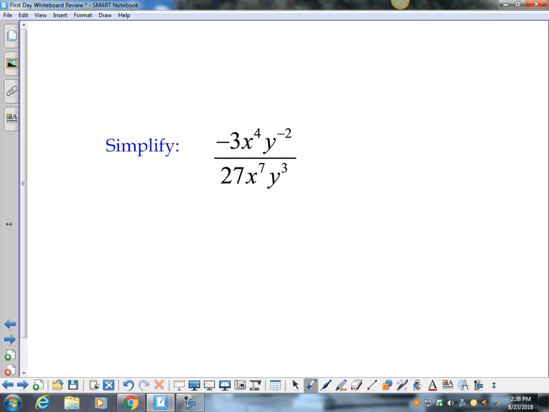Okay, this one, let's see, the negative is just chilling on the top. 3 and 27, I'm going to divide and get a 9 on the bottom because my 27 is bigger. X's, I'm going to subtract and get 3 on the bottom, and then this is negative, so he's moving down and becoming positive, and that's going to give me y to the 5th because now I'm multiplying, so I add my powers. I have an empty top, so I'll put a 1 up there to hold its spot. And again, if that's too fast, if you need to slow it down, then work it out, rewind, listen to it again.